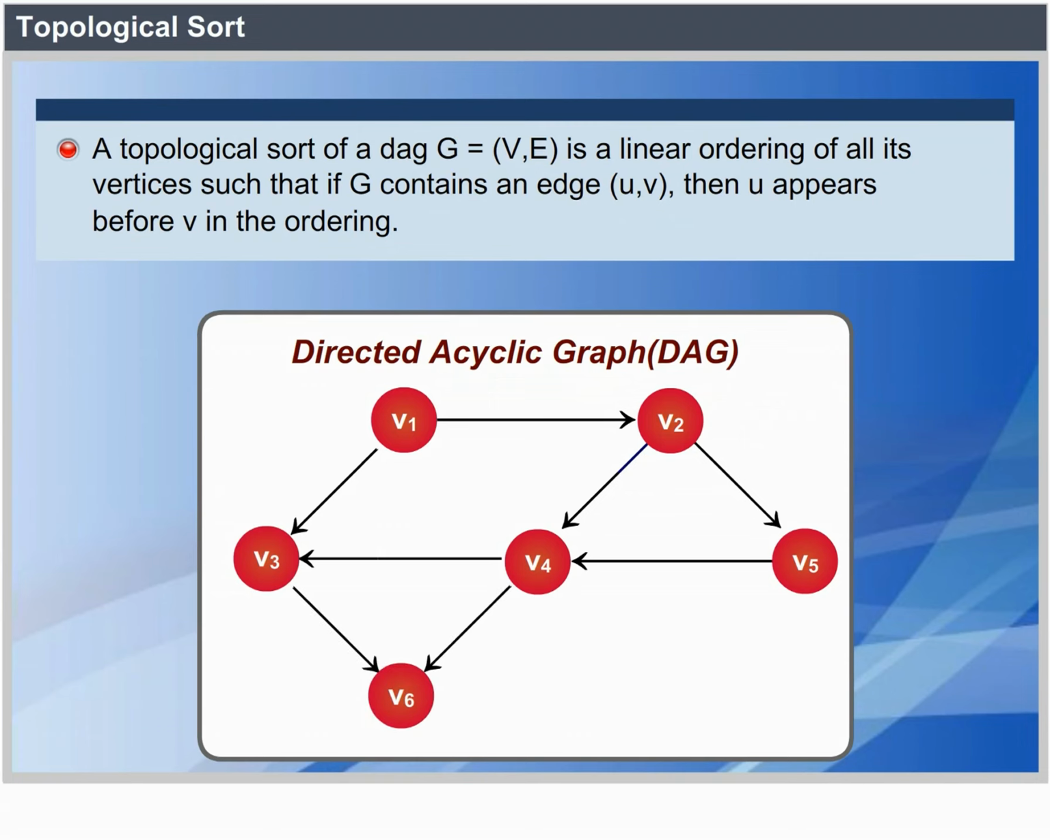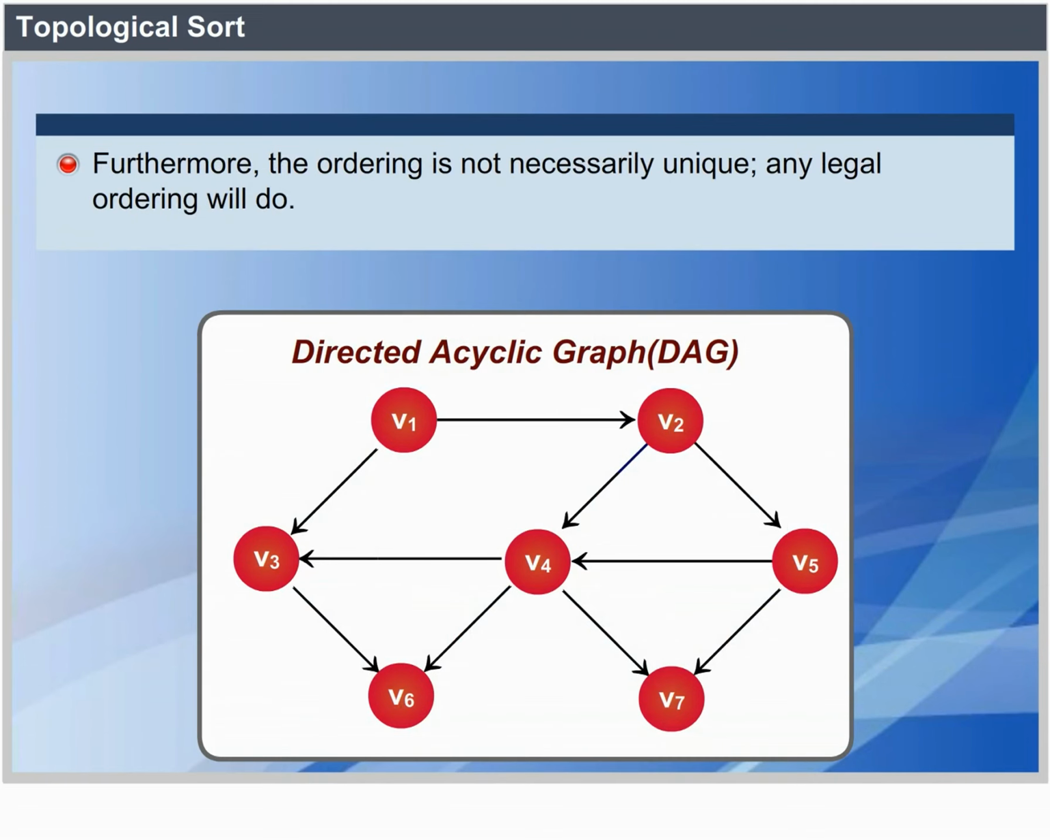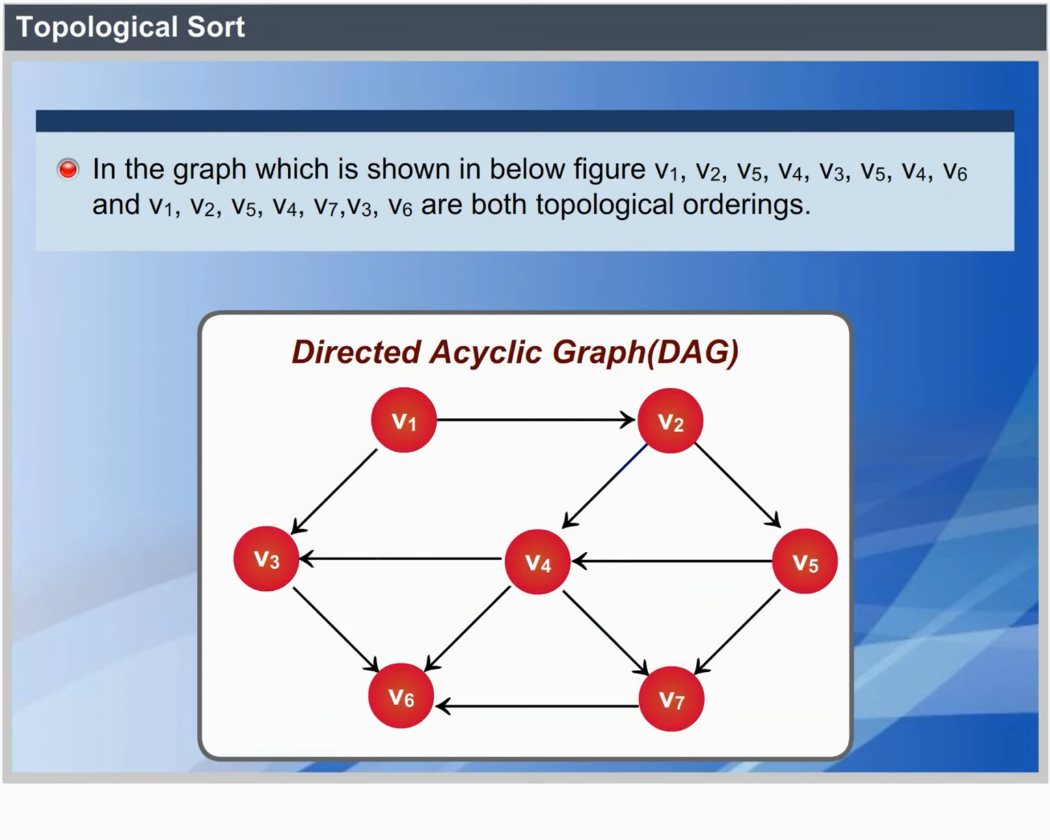It is clear that a topological ordering is not possible if the graph has a cycle, since for two vertices v and w on the cycle, v precedes w and w precedes v. Furthermore, the ordering is not necessarily unique. Any legal ordering will do. In the graph shown in this figure, V1, V2, V5, V4, V3, V7, V6 and V1, V2, V5, V4, V7, V3, V6 are both topological orderings.